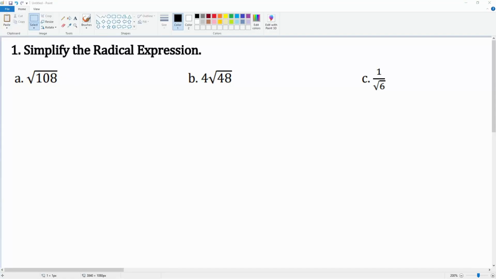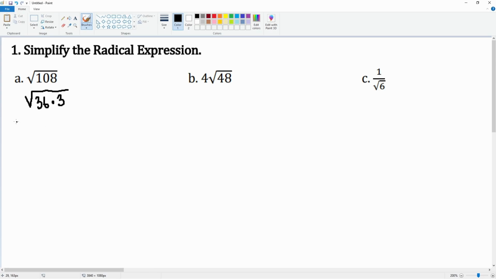Chapter 8, number 1, it says to simplify the radical expression here. So we can break down the radical 108 into some perfect squares. Let's see. Can 16 go into 108? Nope. Let's see. 36. 108 divided by 36. Yep, that does work. So I see that 108 can be broken down into 36 times 3.